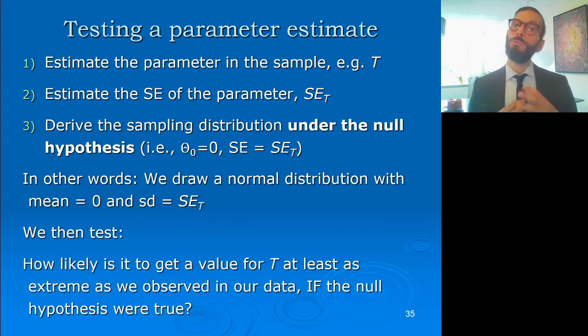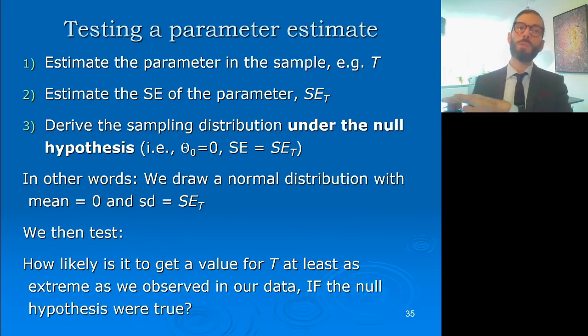And we can approximate the sampling distribution under the null hypothesis. That means if we assume for a moment that the population value is equal to zero, then there will be a sampling distribution with a standard deviation equal to the standard error of t. We look where the observed parameter estimate falls within this sampling distribution, and we calculate the tail probability, so the probability of observing a value even larger than t, if the null hypothesis were true.